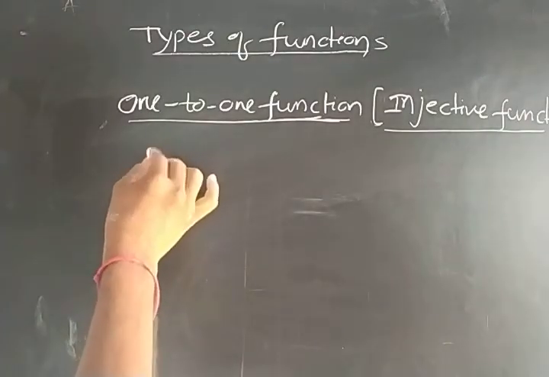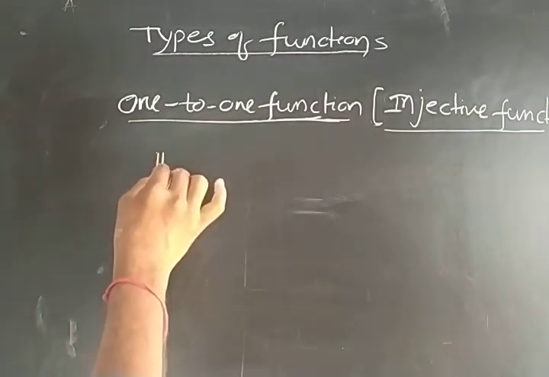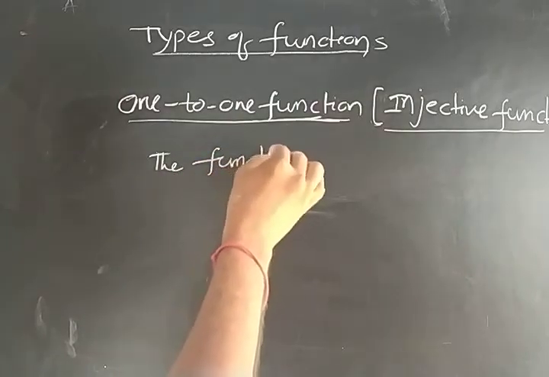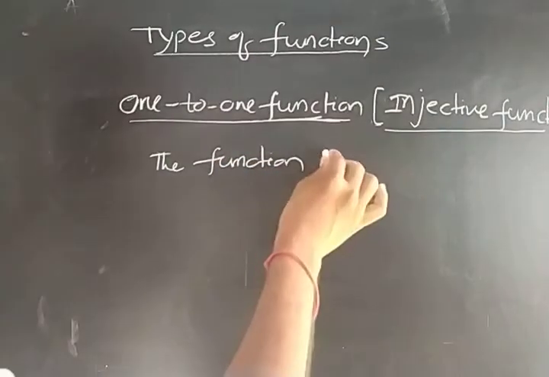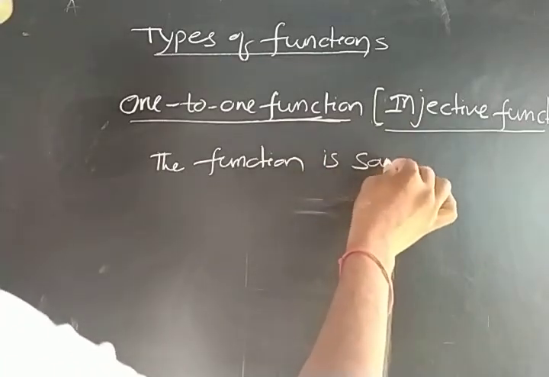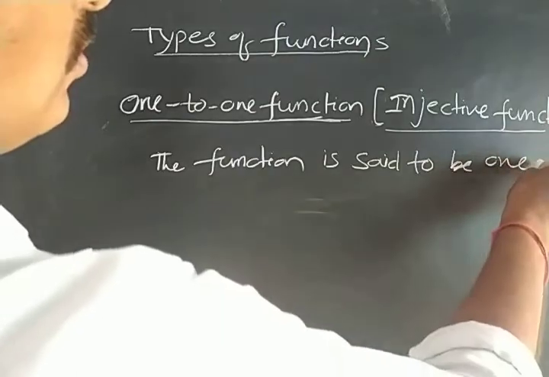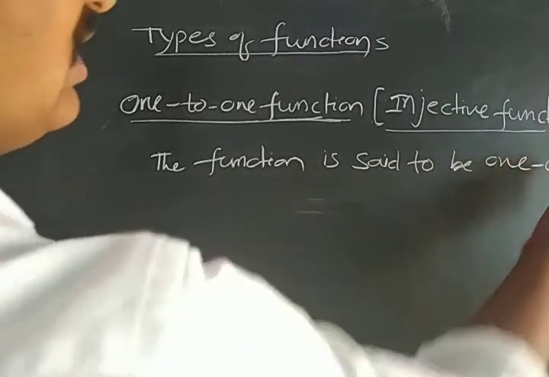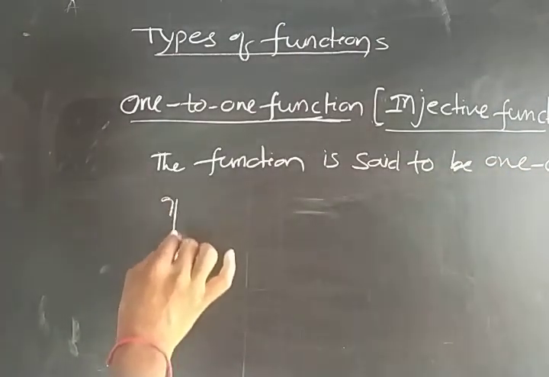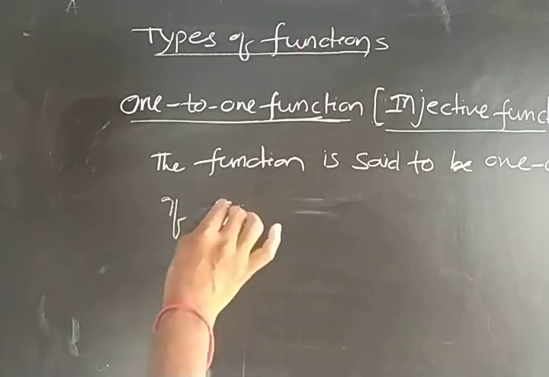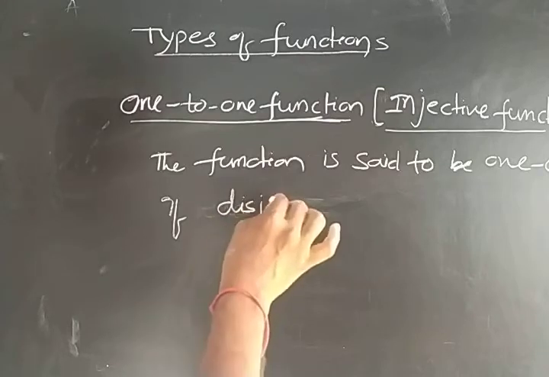Let me write the definition. The function is said to be 1-1 if every element, different elements are disjoint.